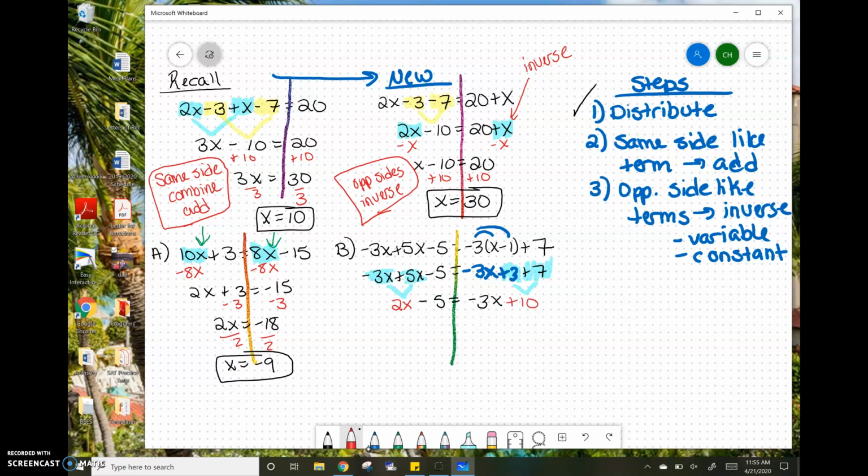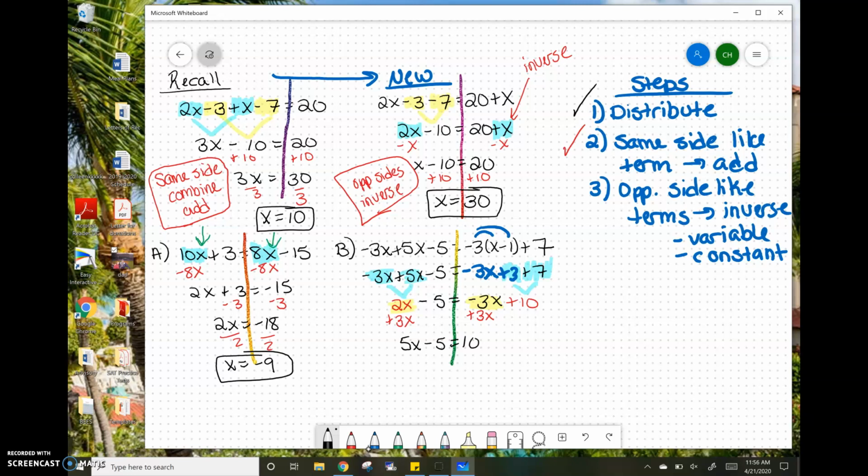Okay, so now I did my like terms on the same side, and now I have like terms on opposite sides. So the like terms on the opposite sides now, I'm going to do the variables first. So I have a 2x on the left and a 3x on the right. I'm going to combine those with the inverses. So if it's a -3x, I'm going to add 3x on the other side. So that turns into 5x minus 5 equals 10.